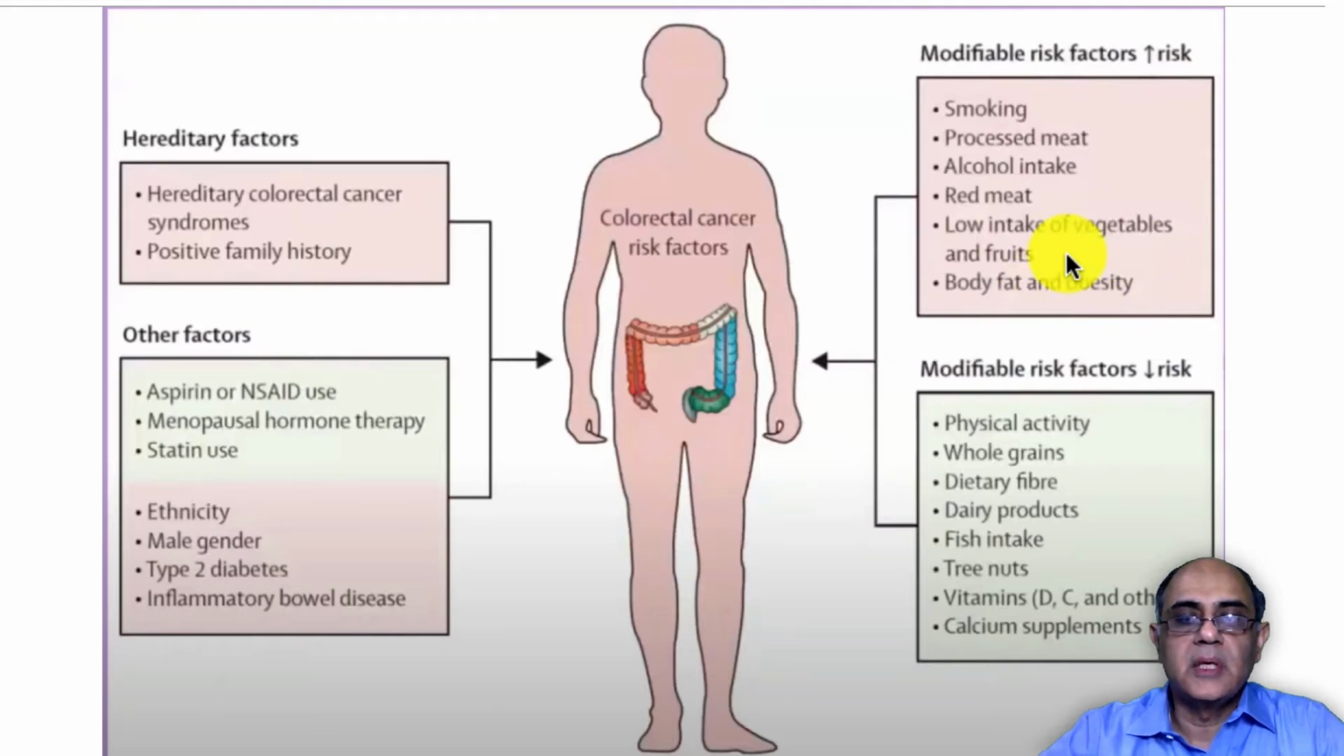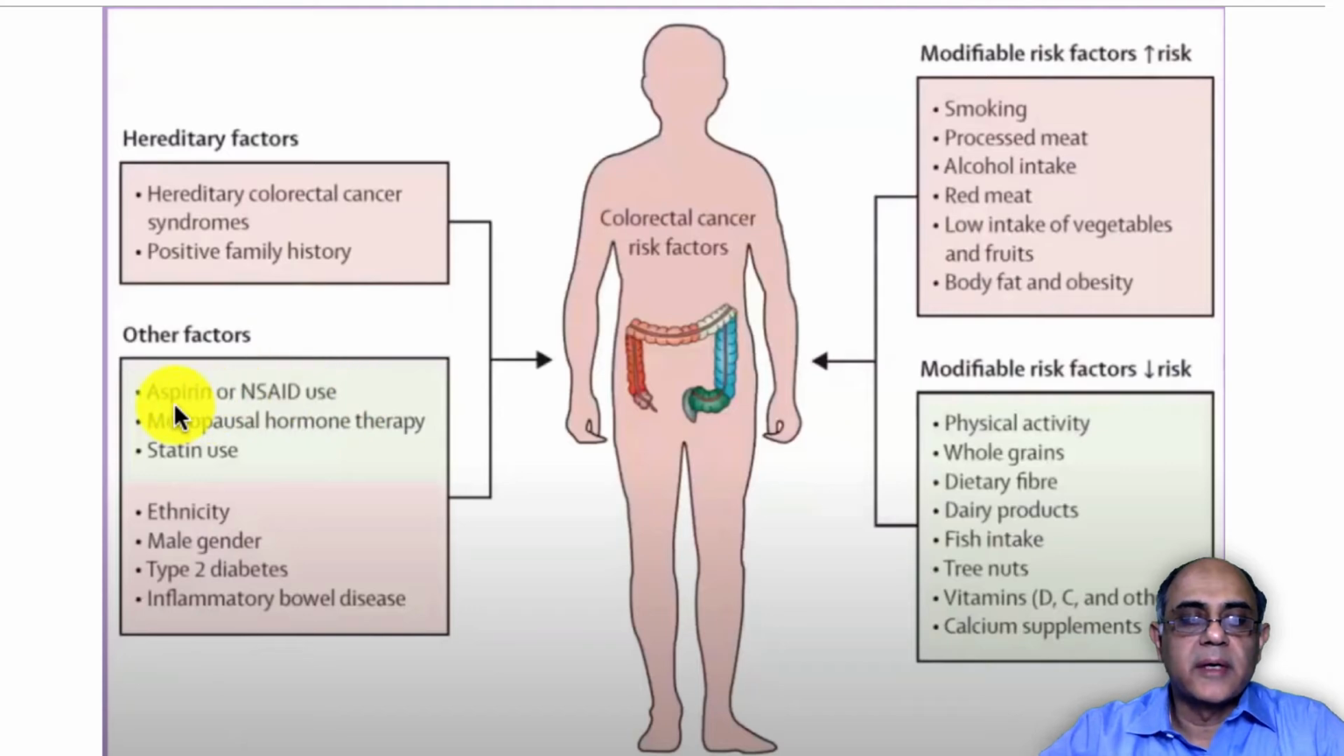If a person is obese, with a high BMI, these are the factors which increase the risk, and all of them you can modify, you can change. This is under your control. And these factors, if you do them, will decrease the risk: physical activity, a high fiber diet, dairy products, fish intake, nuts, plenty of vitamins, calcium supplements. These are also modifiable, under your control, and they will decrease the risk.